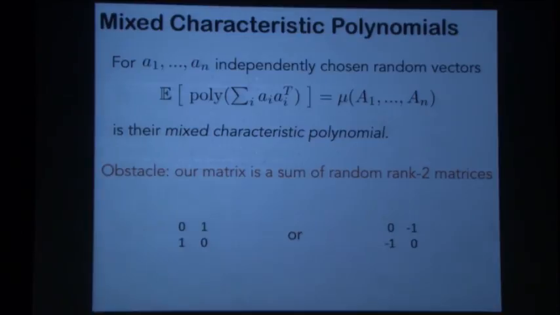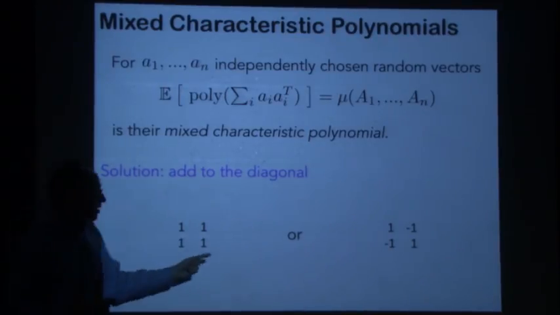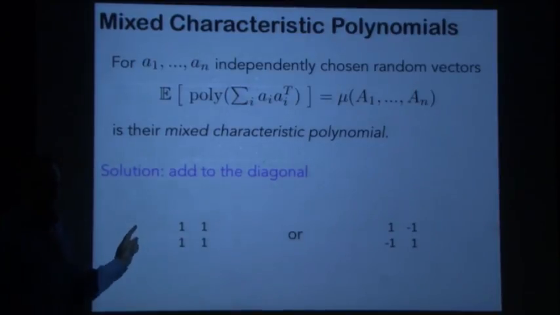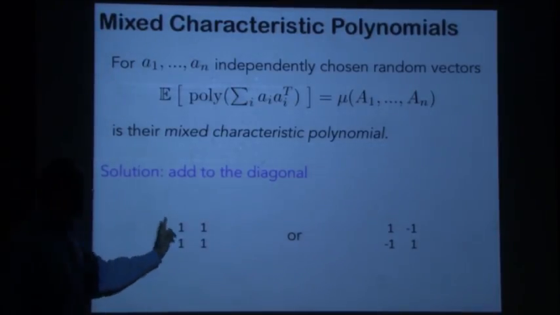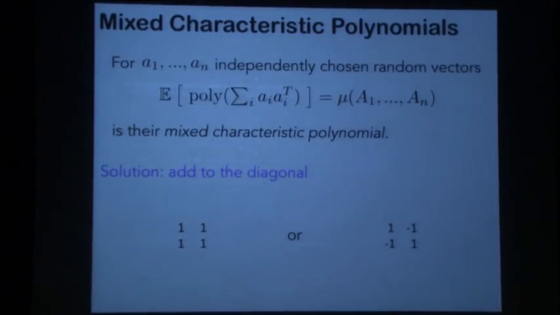Okay, there is an easy fix for this. It looks like an obstacle, but it's not really. Just add ones on the diagonal. If you add ones on the diagonal for this edge, and you can do it for all of the edges, you're just adding to the diagonal. Now this and that are both rank one matrices. So for every single edge you are choosing either the outer product of the 1, 1 vector or the outer product of the 1, minus 1 vector, and you're taking the sum of them. Then the theory of mixed characteristic polynomials tells you that this expected characteristic polynomial is real-rooted.